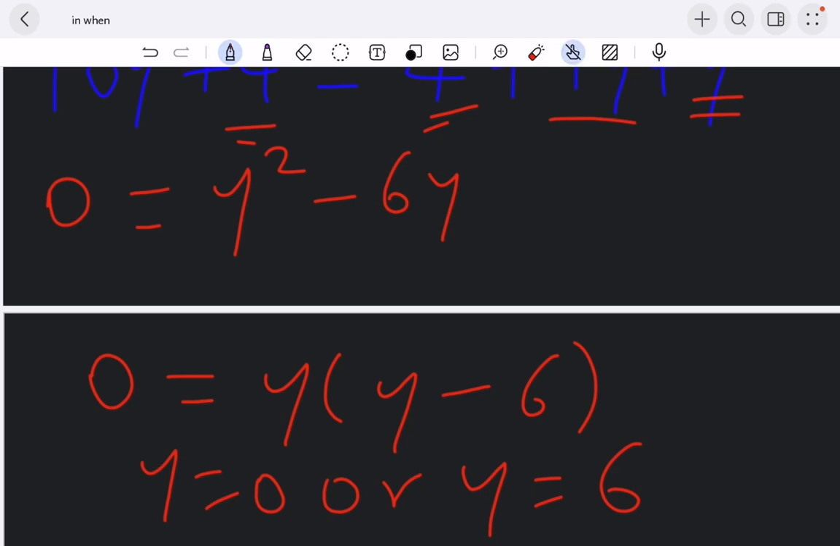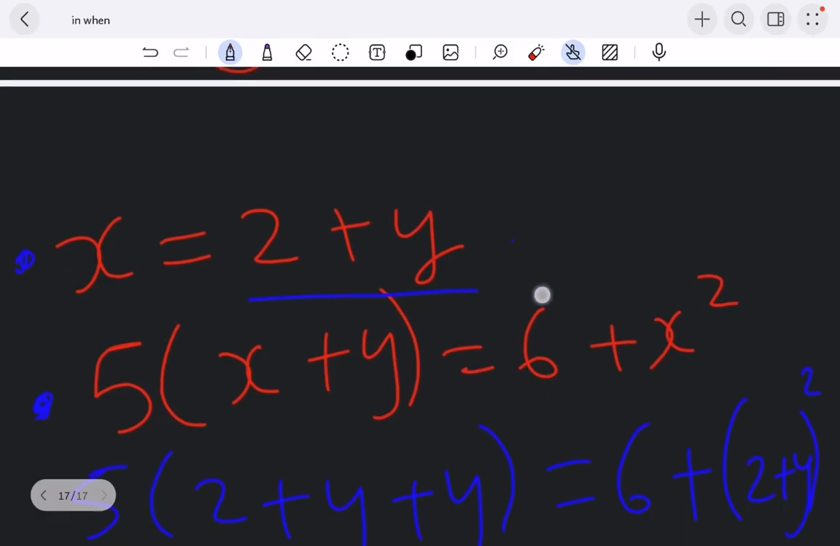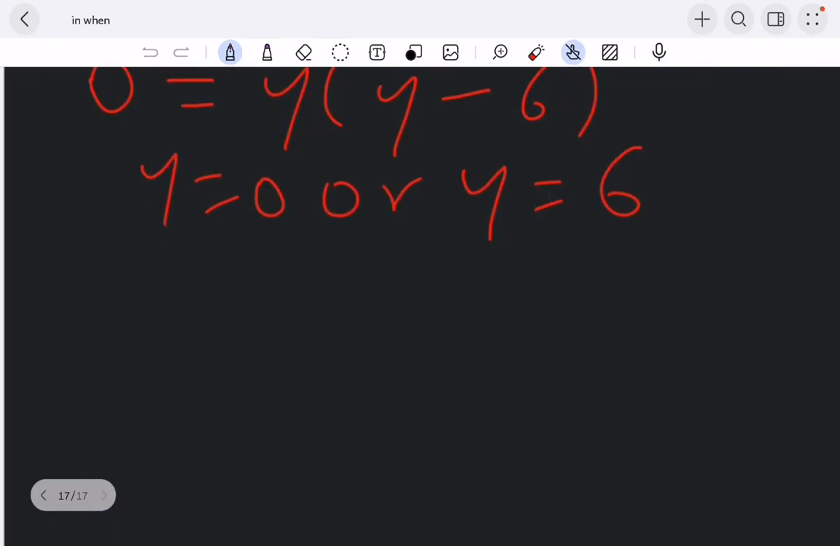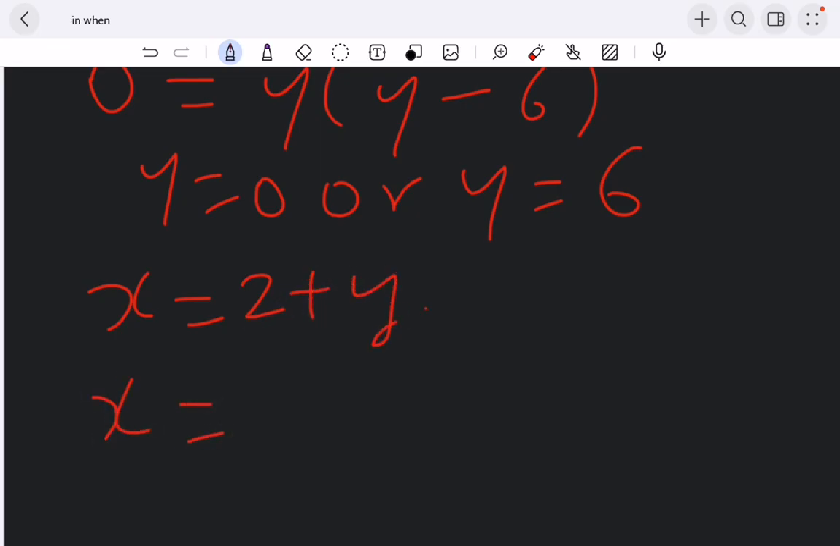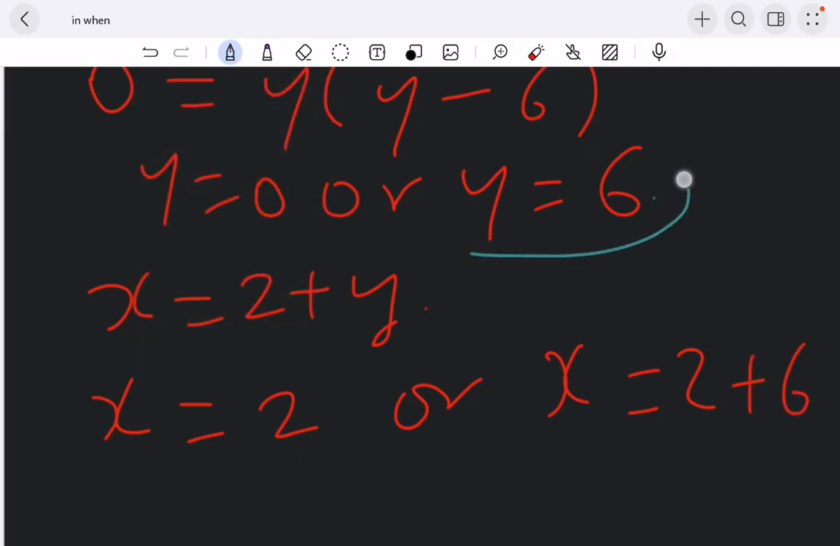Now we have the values of y. Now let's look for the values of x, but we know that x is equal to 2 plus y, right? So x is equal to 2 plus y. So x is going to be equal to 2, or x is going to be equal to 2 plus 6, which is the y value that we got here. The y value that we got here, it comes here, and then it gives us 8.